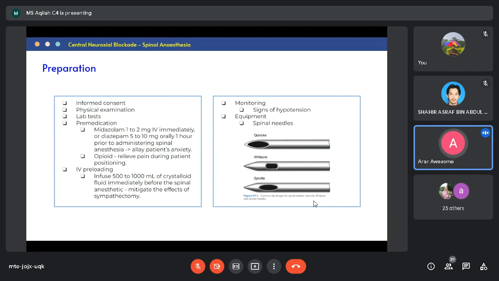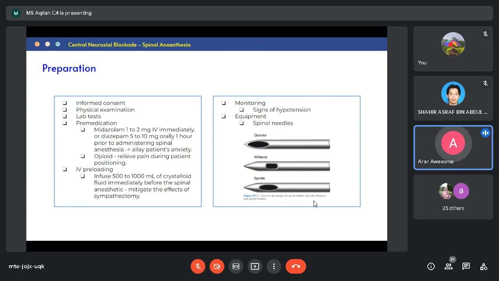So this is preparation for the spinal anesthesia. Number one, the most important is consent. We must get the informed consent, and we do the physical examination as a part of the pre-op. Also, lab tests as part of the pre-op assessment. Also, pre-medication: we can give midazolam 1 to 2 milligrams intravenously immediately, or diazepam 5 to 10 milligrams orally 1 hour before administering spinal anesthesia to reduce the patient's anxiety. Also, opiate to relieve pain during patient positioning.